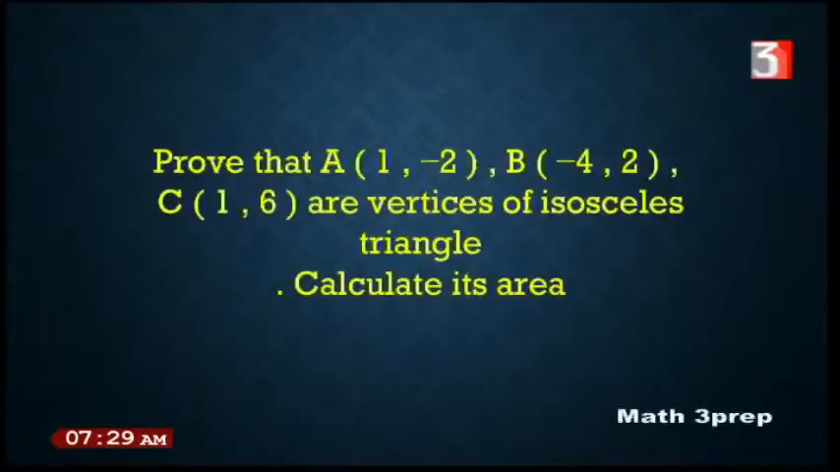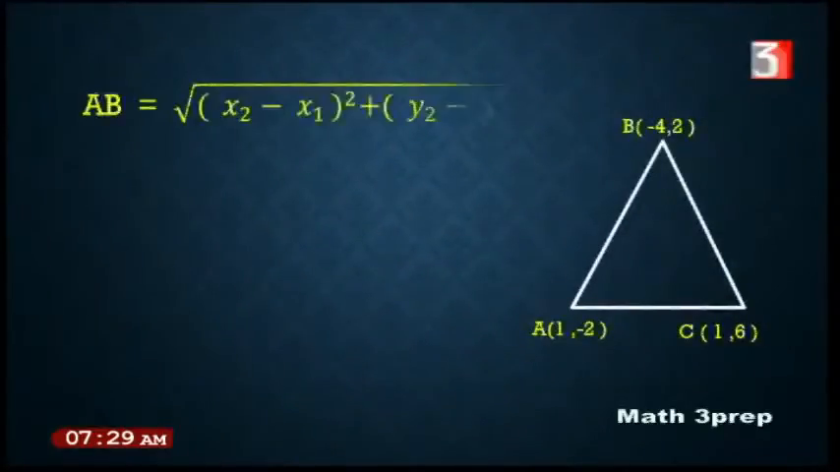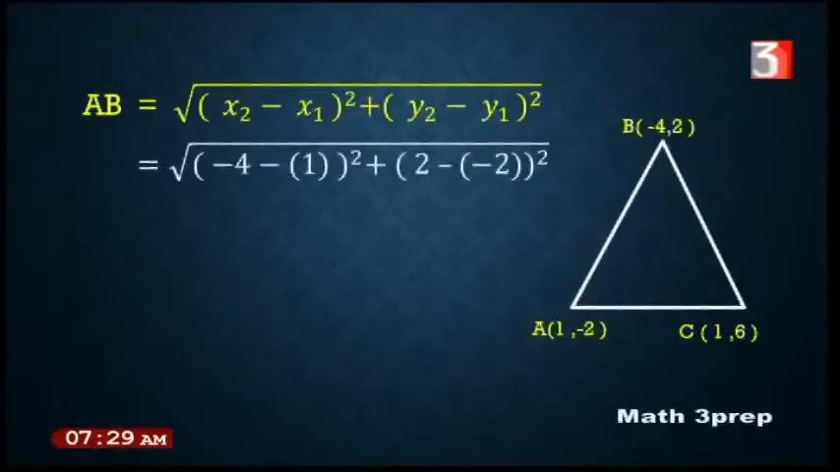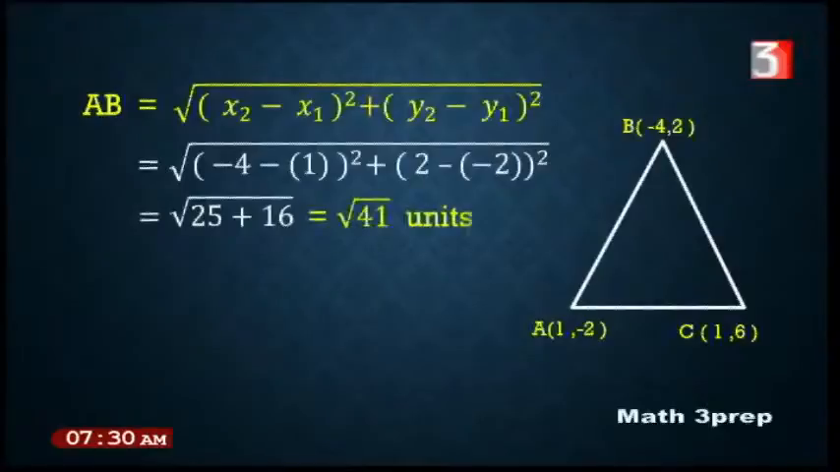So to find the distance between A and B, to find the length of AB: AB equals square root of (x2 minus x1) all to the power of 2 plus (y2 minus y1) all to the power of 2. By substituting, it is square root of (negative 4 minus 1) all to the power of 2 plus (2 minus negative 2) all to the power of 2, to obtain a result as root 25 plus 16, which gives root 41 units.